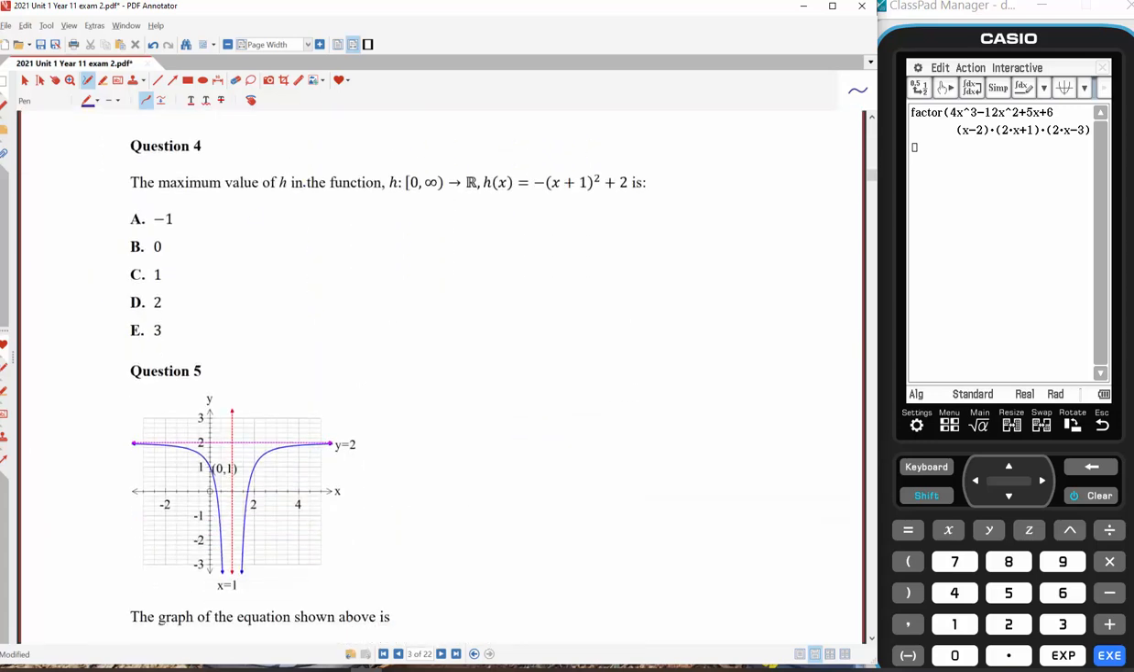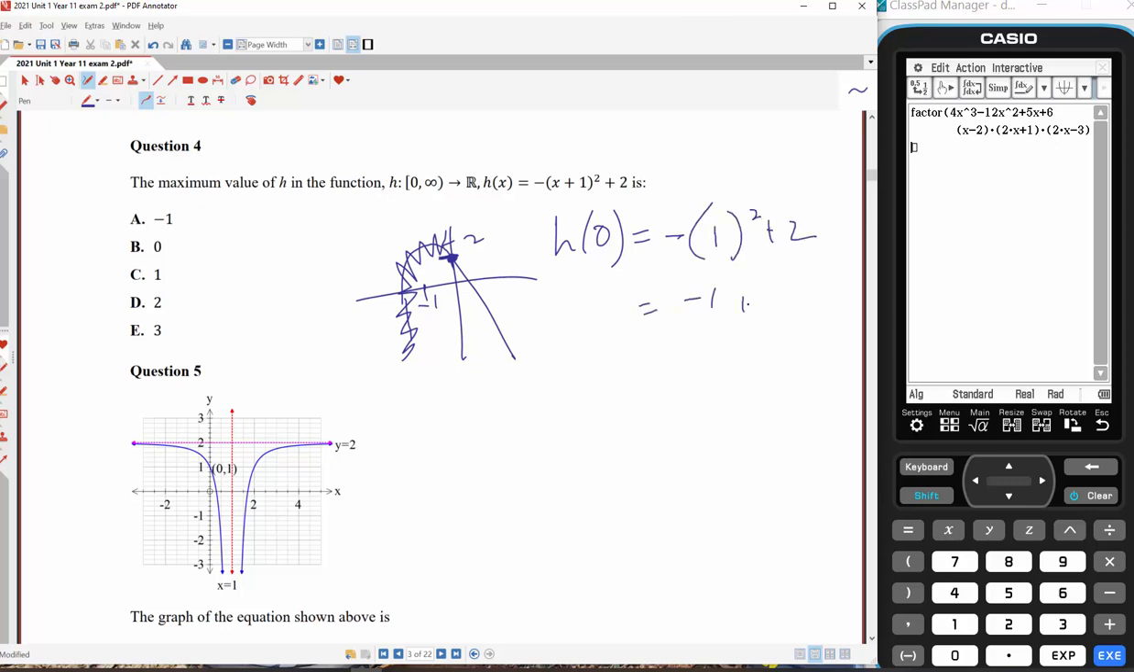Okay, the maximum value of h in the function 0 to infinity is, okay, so this is an inverted parabola, -1, 2, it goes like that, and the maximum value, because it's 0 to infinity, this part of the function is not relevant, it's only this part here. So if we do h of 0, that'll give us the maximum value. So h of 0 equals -1 squared plus 2. -1 plus 2 is 1. That's our highest value.